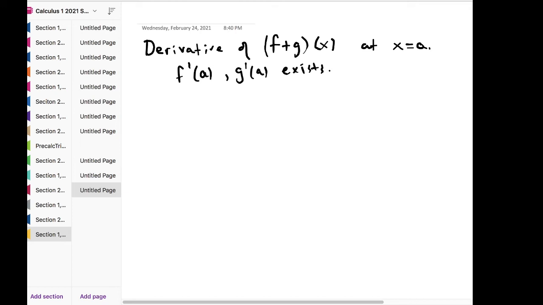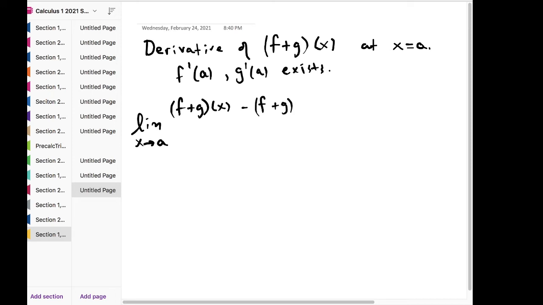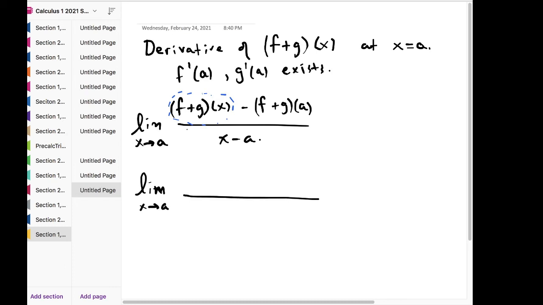Using the definition of the derivative, it's the limit as x approaches a of (f plus g)(x) minus (f plus g)(a) over x minus a. So what is (f plus g)(x)? When you look at the sum of functions at a point, you evaluate it by taking each function at that point.